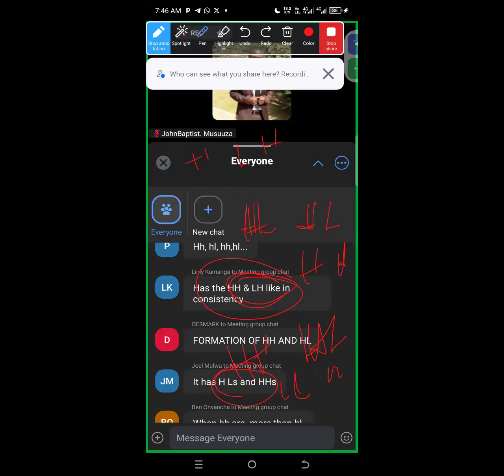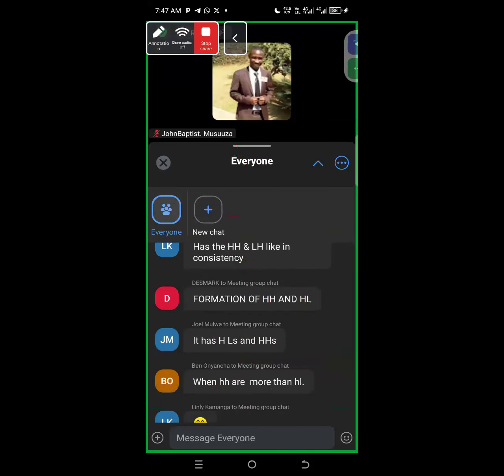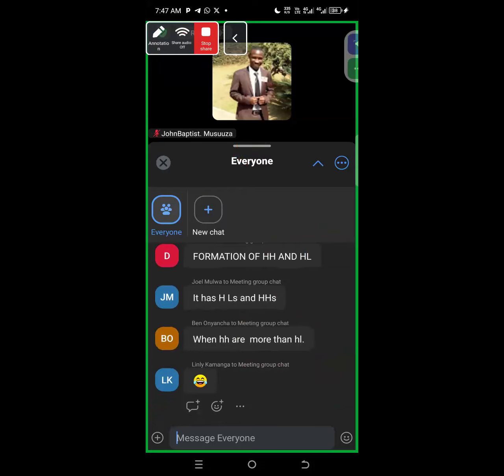Do you get it? For uptrend, it is higher high, higher low. From high to low, not from low to high. So higher high, higher low, higher high, higher low. If you don't pay attention to that, you may miss it. Do you get it? Very good. When the highs are more than the lows, that is it.